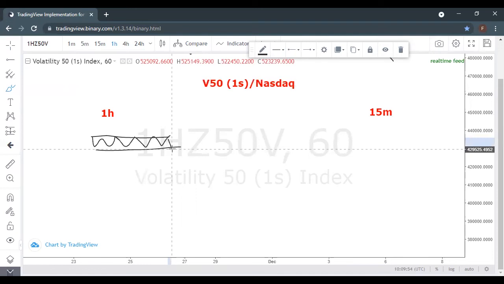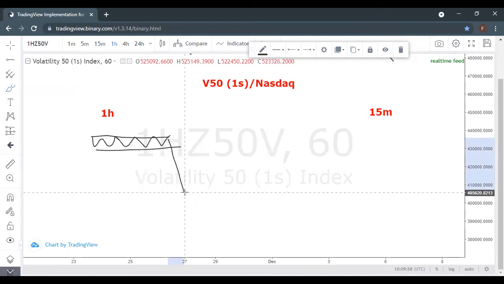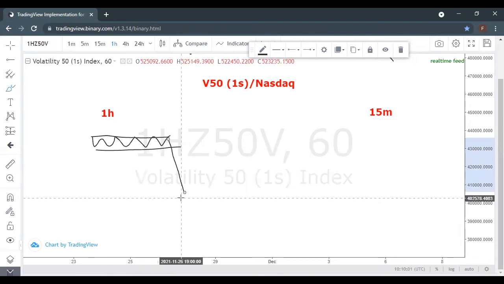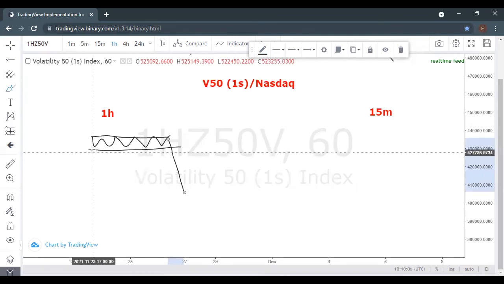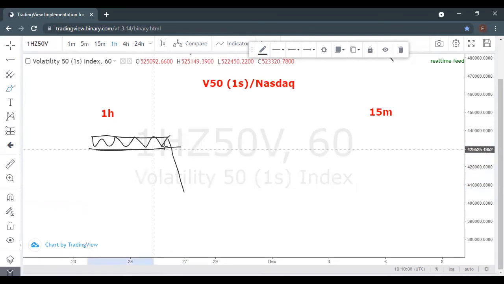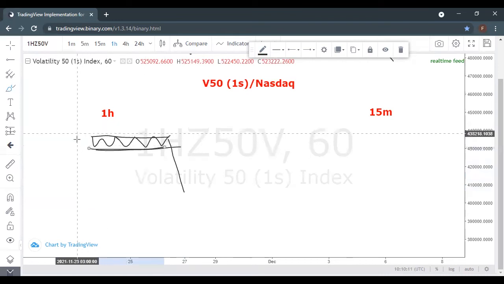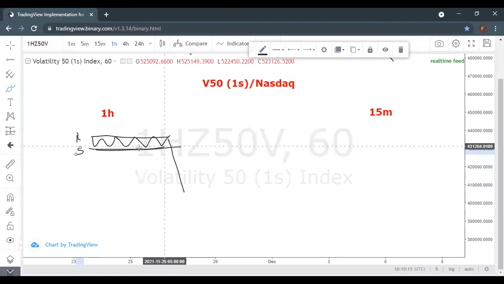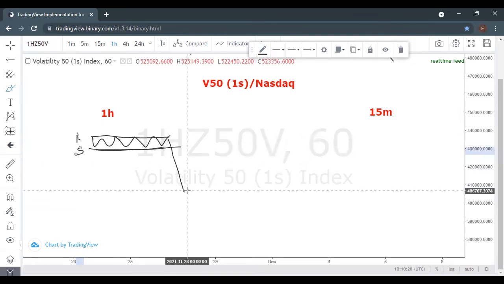So let's say it breaks to the downside. On a 1 hour time frame, you are going to notice something like this. Then the market will fall down like this. As it is moving down, we had this level that has been holding price. So this is our resistance. This is our support. If the market manages to break this level right here, we will see it trending or making a strong impulsive movement to the downside.